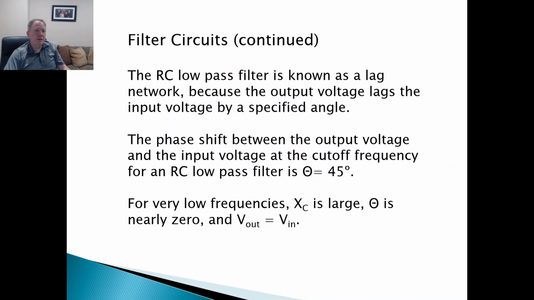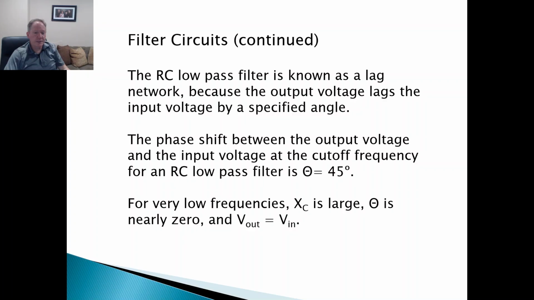Now, the RC low-pass filter is sometimes referred to as a lag network because the output voltage lags the input voltage by a specified angle. And the phase shift between the output voltage and the input voltage at the cutoff frequency, or at negative 3 dB, is 45 degrees. And that's because the real part equals the imaginary part. So that'd be like 5 plus 5j, they're equal, so theta is going to be the tangent inverse of 5 over 5, right, which is 45 degrees.